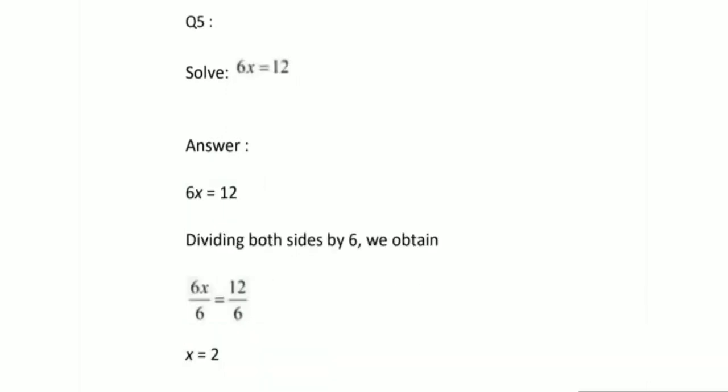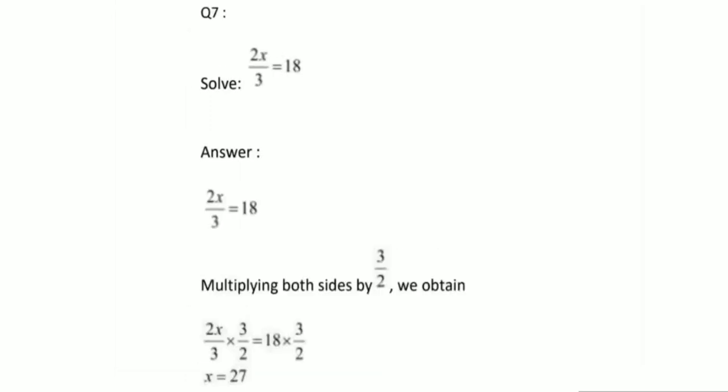See the next question. It is 6x is equal to 12. So here between the 6 and x, the sign is what? Multiply sign is there, okay. So this we will divide by 6, okay, and on both the sides we will divide it, okay. So on the left hand side it will come 6x upon 6, and on the right hand side it will come 12 upon 6. So 6 and 6 cancel, and 6 twos are 12. So the answer is x is equal to 2.